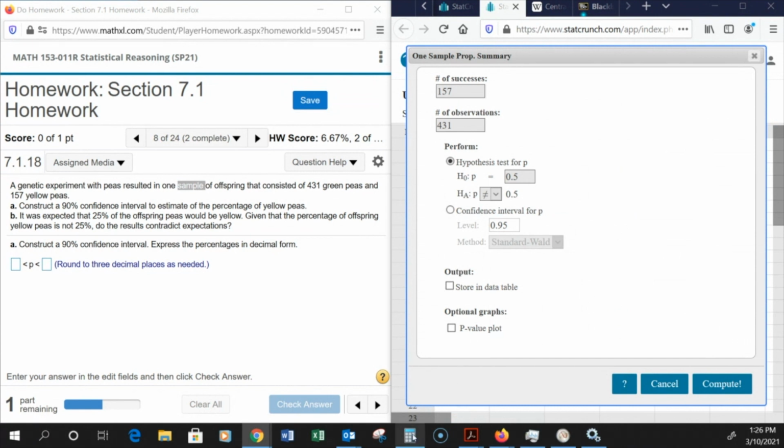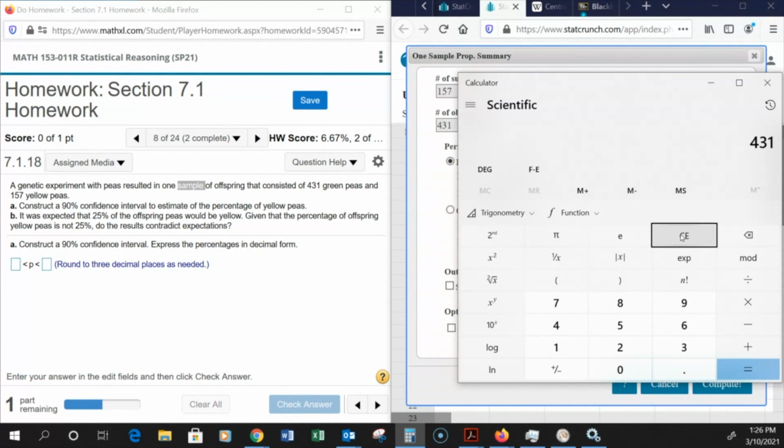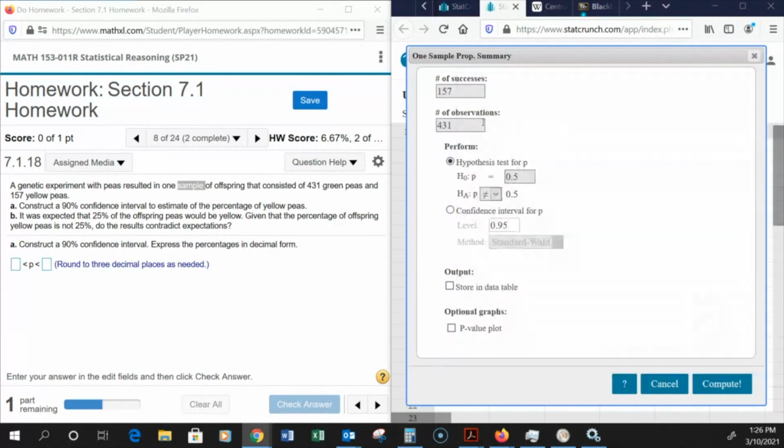So grab my calculator. Let's put in 431 plus 157 for the green and yellow peas, and I get a total of 588. So the correct number of observations is 588. And this is a very easy mistake to make. So pay attention if they're giving you a total or if they're giving you the rest of the sample. Once we have that, we need to check to see what our confidence level should be. It's 90%.